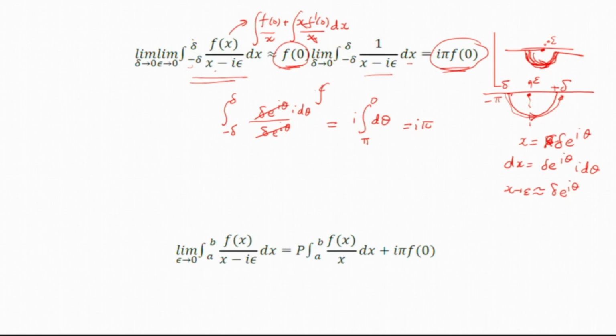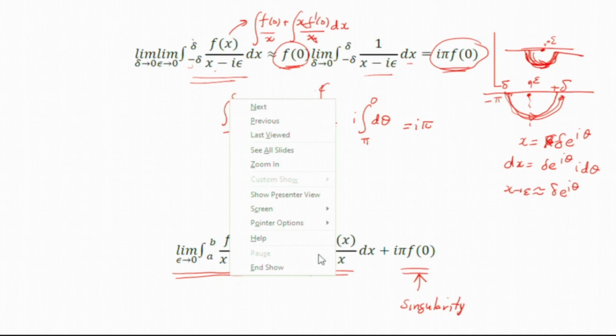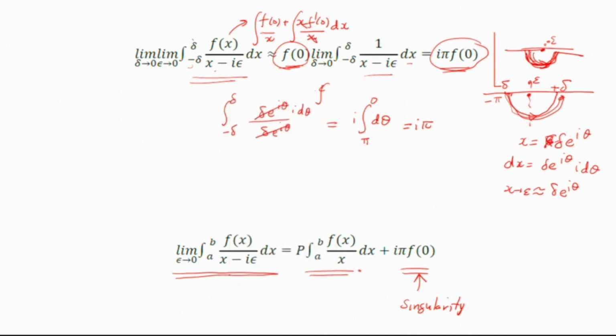Okay. So, my integral from a to b including the singularity is written as the principal value plus this part, i pi f 0. This is the contribution from the singularity. In fact, you can now basically memorize this: if I see an integral of this sort, then I just have to write the principal value plus i pi f 0.